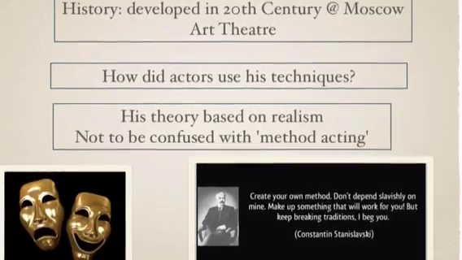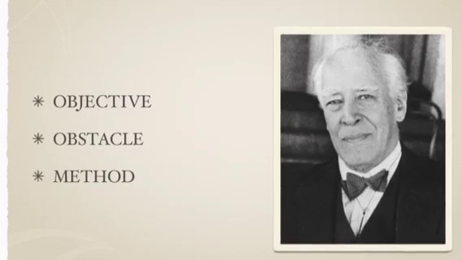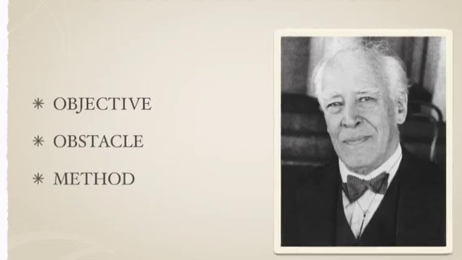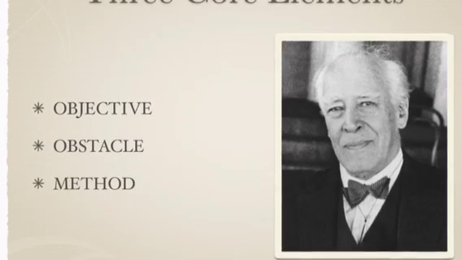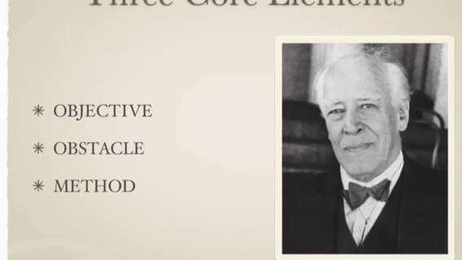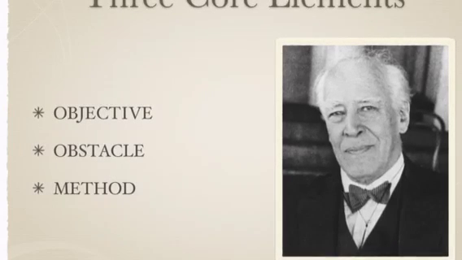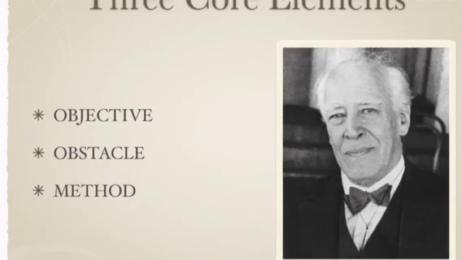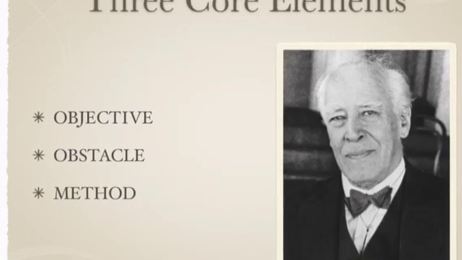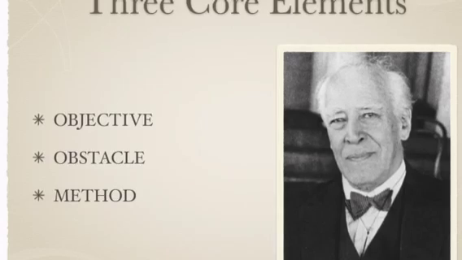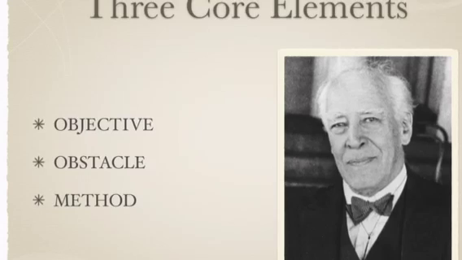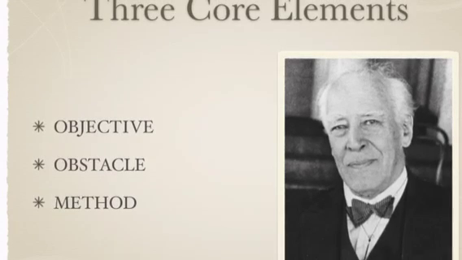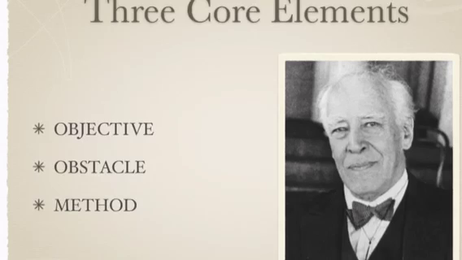So how did actors actually use this? An actor actually uses this from 3 core elements, which you can see in front of you, which are objective, obstacle and method. Now an objective is what the character actually wants. An obstacle is what prevents a character from getting the objective. And then there is the method, which is the means a character will use to achieve his goals.